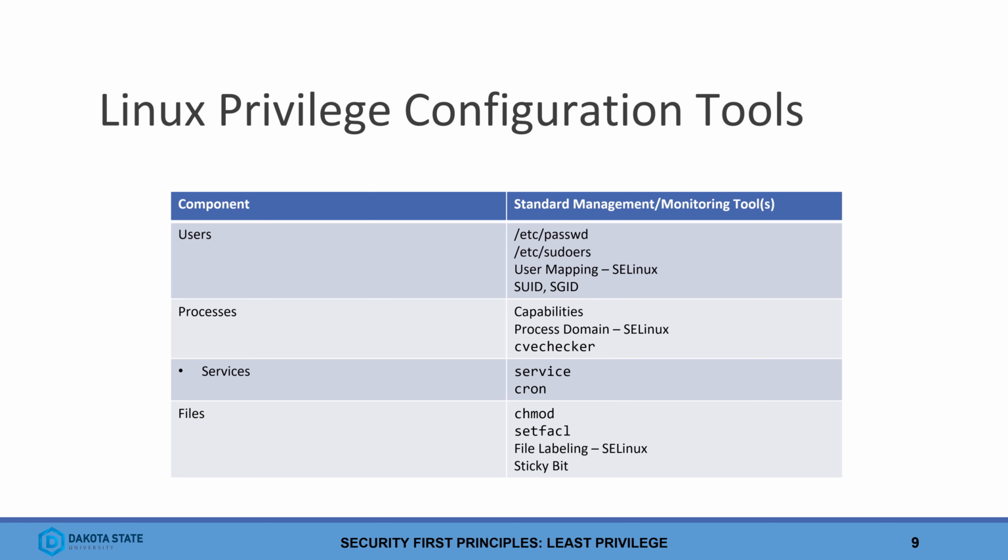You can also use cron to determine if there are any timed events that will start services on a Linux system. And for files, you can use chmod to set owners and groups and privileges on files, as well as setfacl, which stands for Set File Access Control List, to configure more granular file permissions on Linux files and folders. You can also use the file labeling utility in SELinux, and depending on your configuration, if you set the sticky bit, this will affect certain users' abilities to access specific folders.